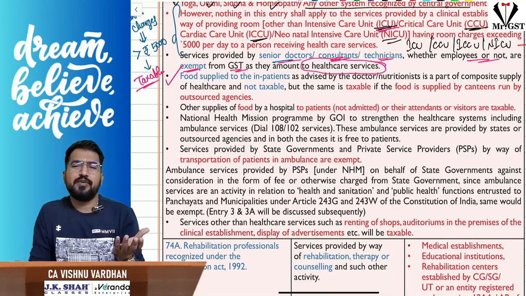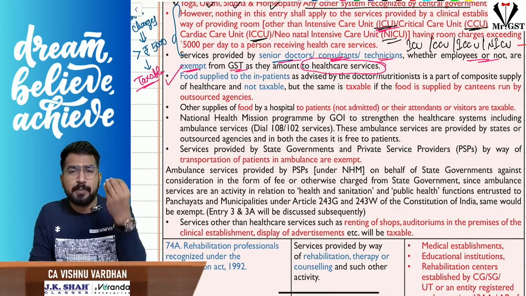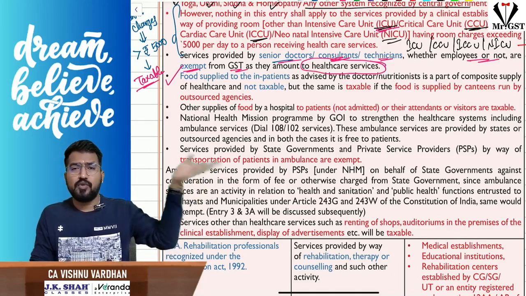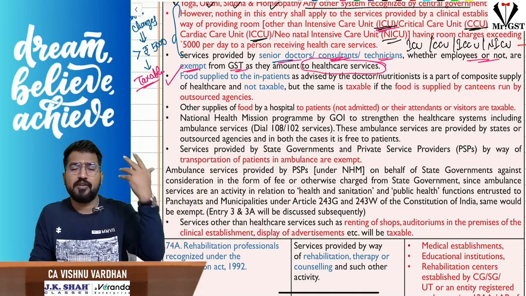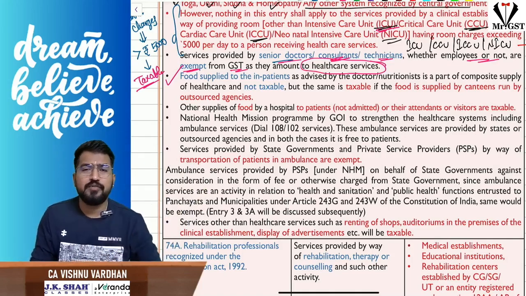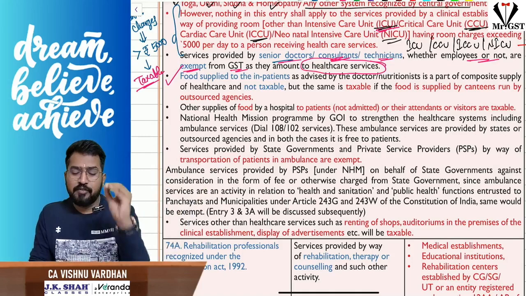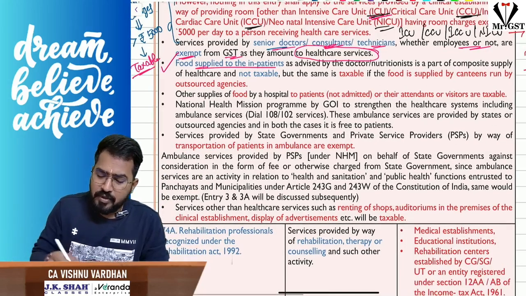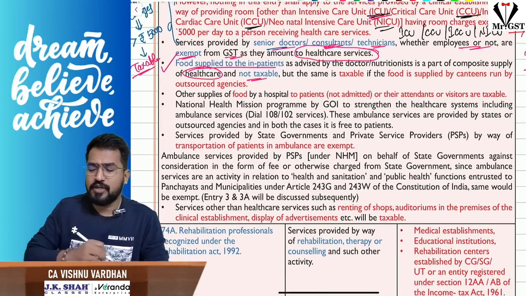See, food supplied to inpatients, is it taxable or exempt? Sir, supplying food to the patient is part and parcel of healthcare service. I cannot ask the patient to go and have some mutton biryani, chicken biryani, and then come lie on the bed in the operation theater and we do the surgery. No, that is not how it works. So please understand, food supplied to inpatients as a part of healthcare service is not taxable.